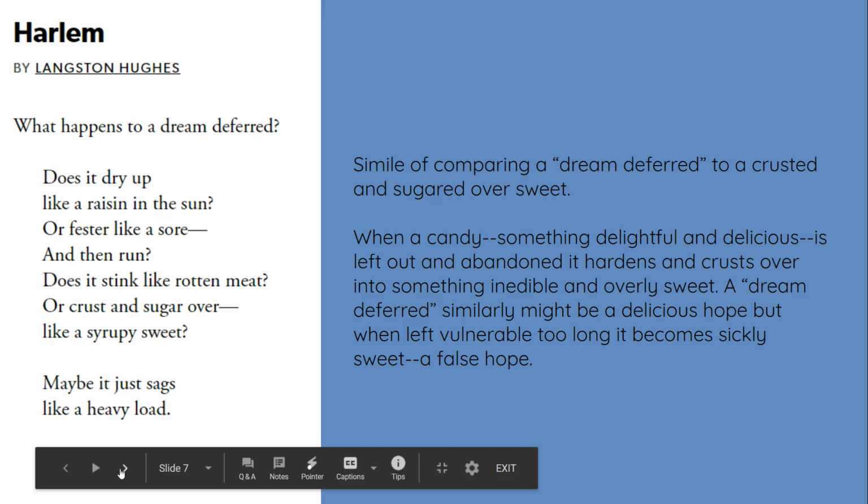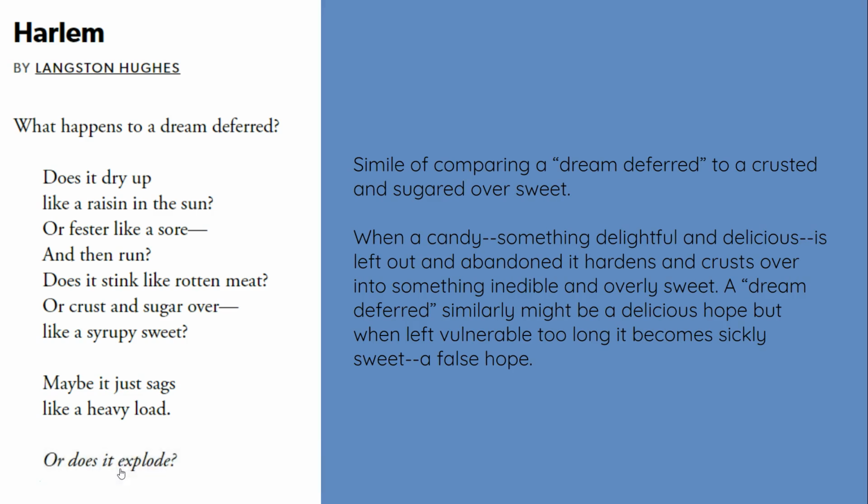Finally, we're going to skip the stink like rotten meat. You guys can kind of imagine that. But to crust and sugar over like a syrupy sweet, how does that have to do with a dream deferred? Well, when we have a candy, something that should be delightful and delicious, when it's left out, neglected, and forgotten, it tends to harden and crust over, maybe you've seen this before, into something inedible and overly sweet. So when we have a dream that is deferred or postponed or delayed, similarly, it might be a delicious hope, but when left vulnerable too long, it becomes sickly sweet or a false hope.